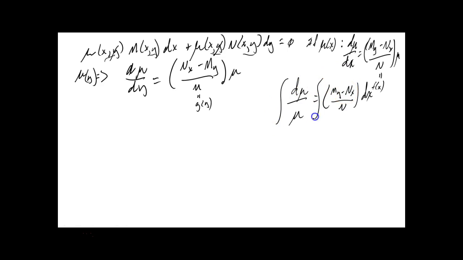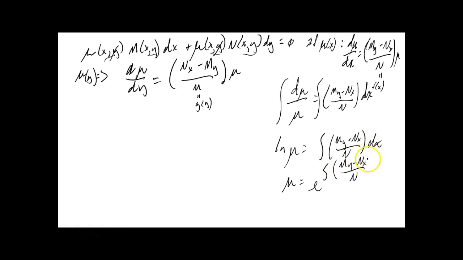If we integrate both sides, what we get here is log of mu is equal to this integral. Well, then take e of both sides. And this is your mu is equal to e to the integral of m sub y minus n sub x over n dx. Now, we hope we can integrate that, because that came out being just some function of x. If it's an integrable function, we've got it. Now, notice how similar this mu is to the last one. The last one was mu equal to e to the integral of p of x dx. Now it's just a lot more complicated, but just some function of x.